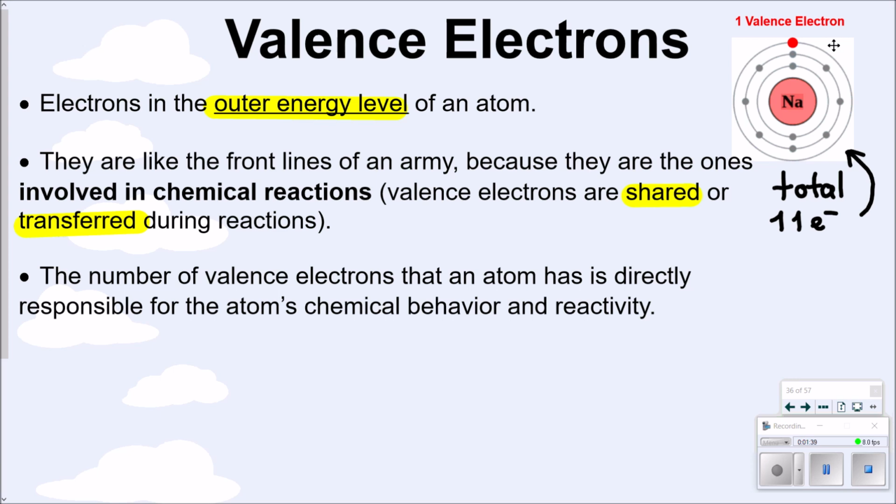Here I have a picture of the sodium atom. It has a total of 11 electrons, in which you can count all the dots, but for its outermost or highest energy level, it only has 1 electron. Therefore, sodium only has 1 valence electron.